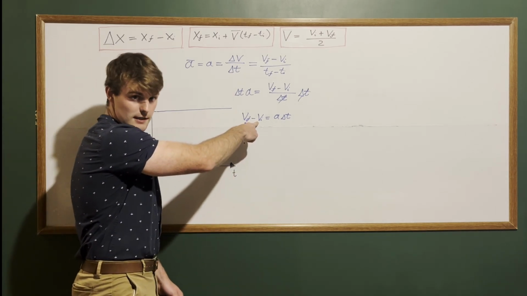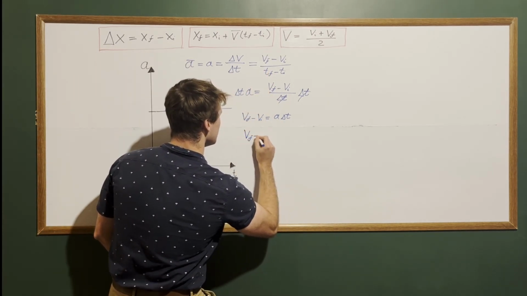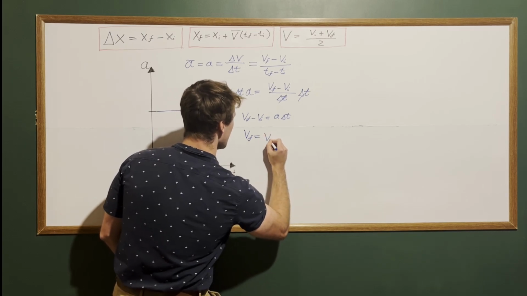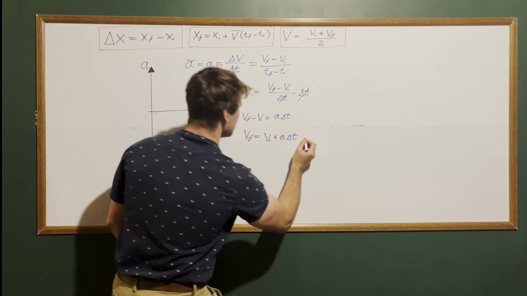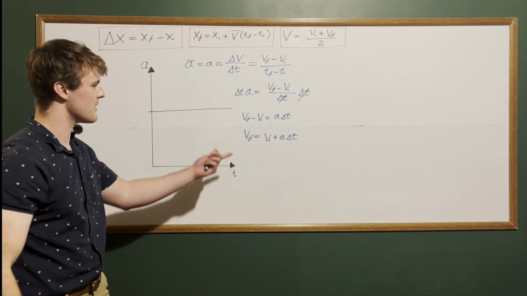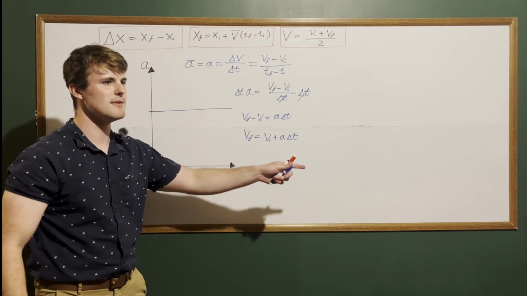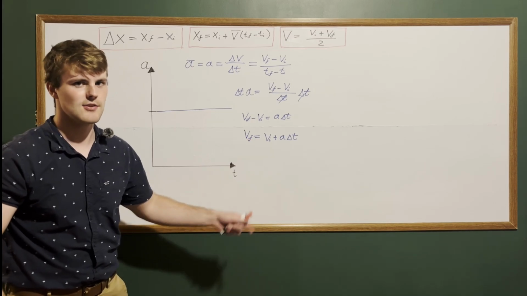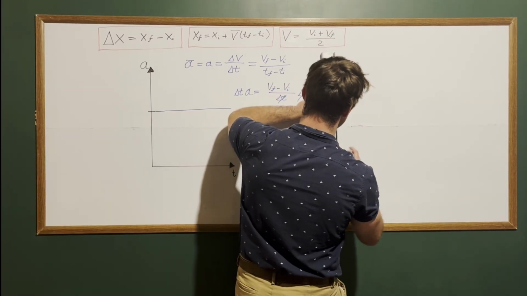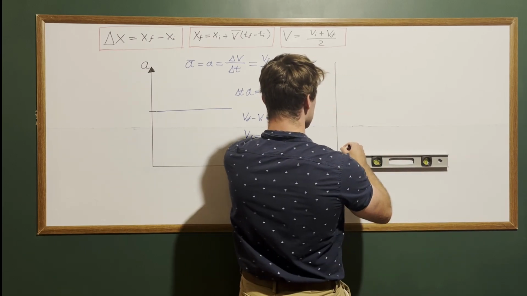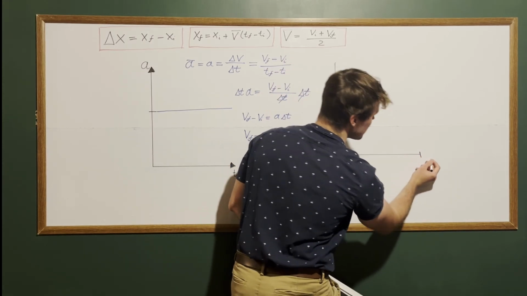Let's move this initial velocity to the other side. Vf equals Vi plus A delta t. Cool. So we have our velocity equation in terms of our acceleration, time, and our initial velocity. So let's plot it. So I'm going to plot this velocity function, and you're going to find it's very similar to our displacement function that we looked at in the very beginning.